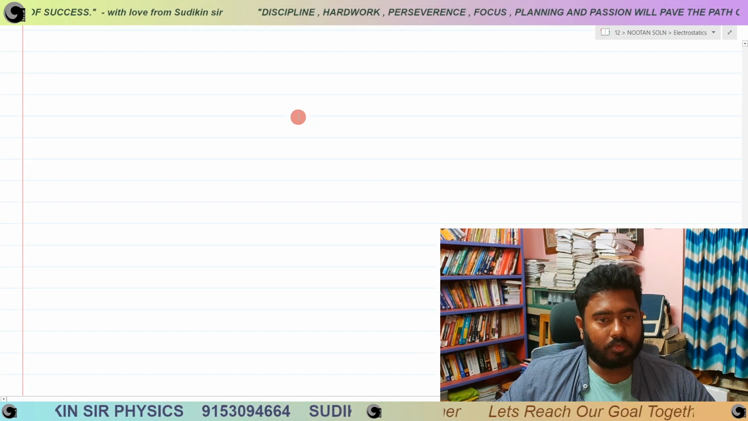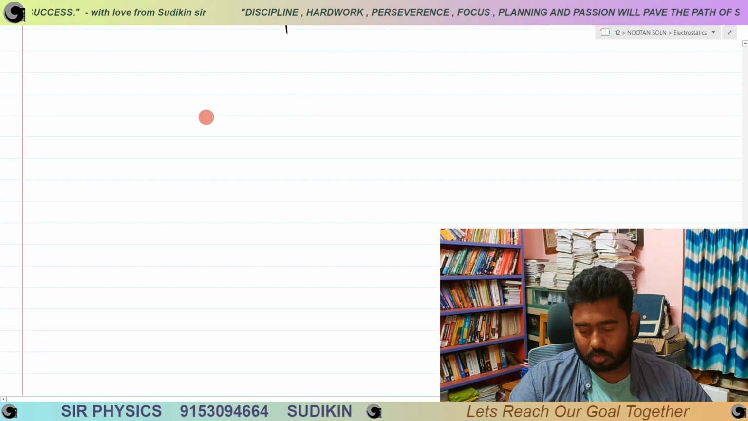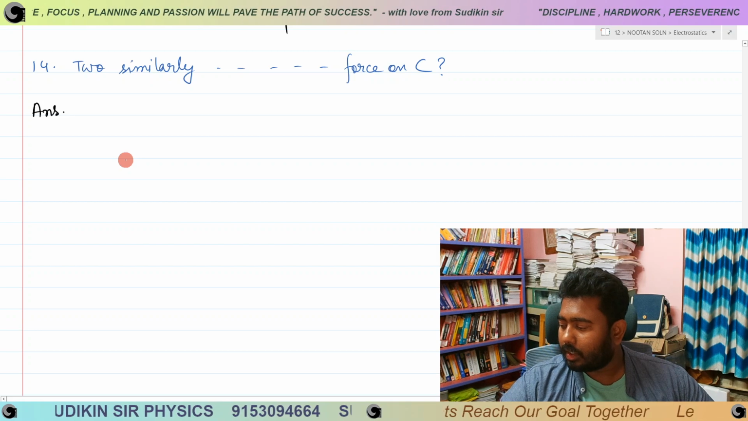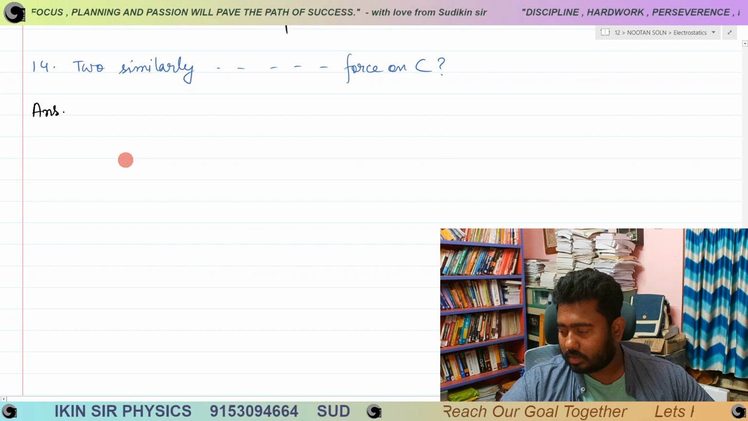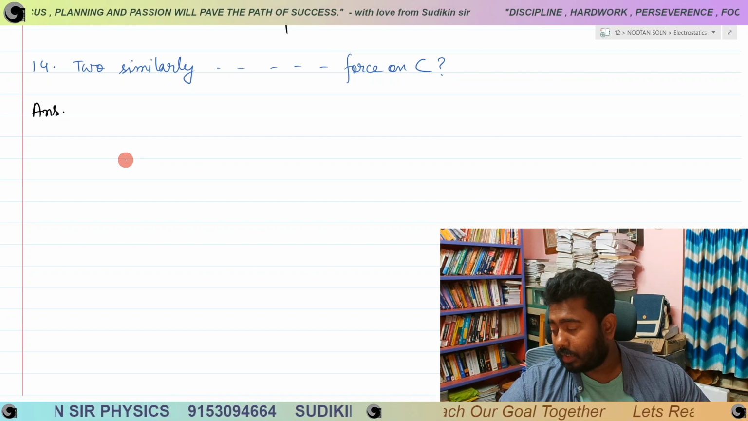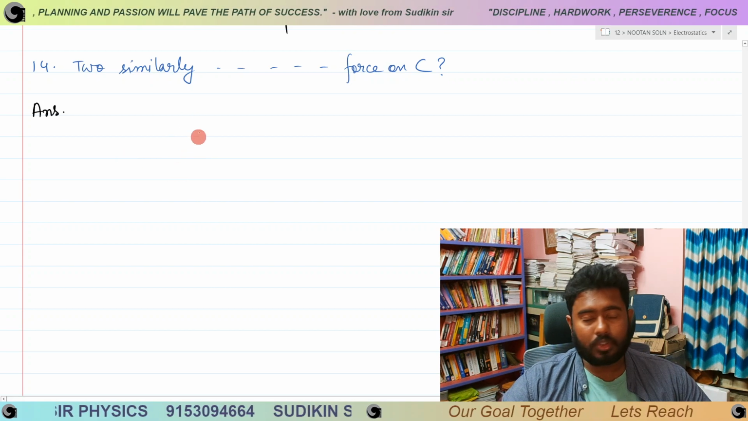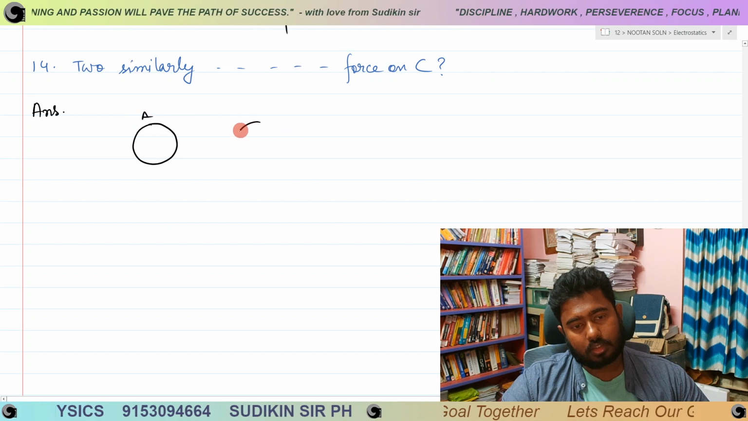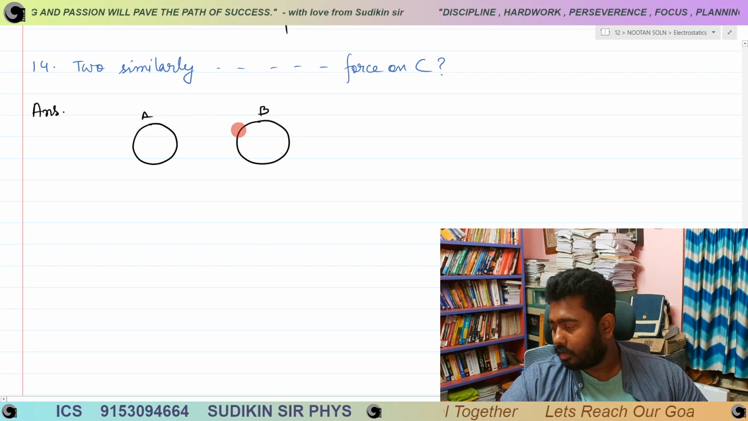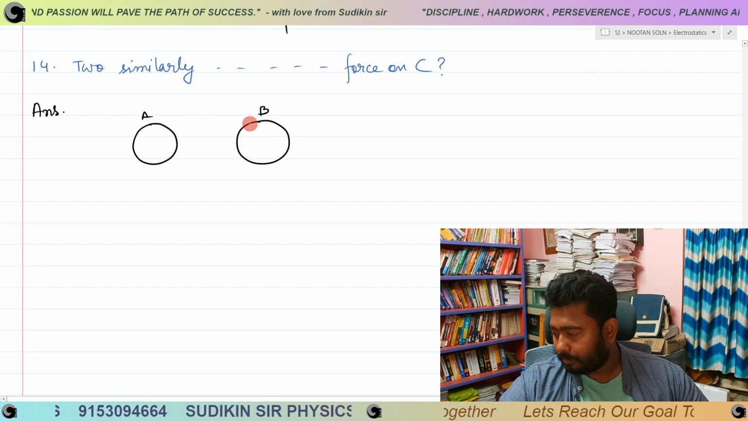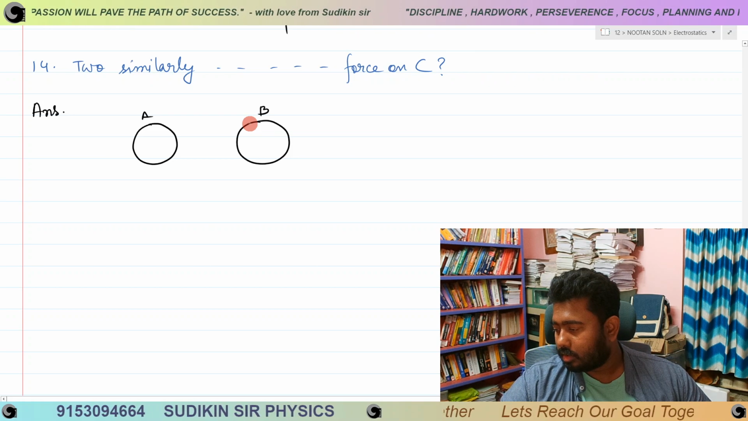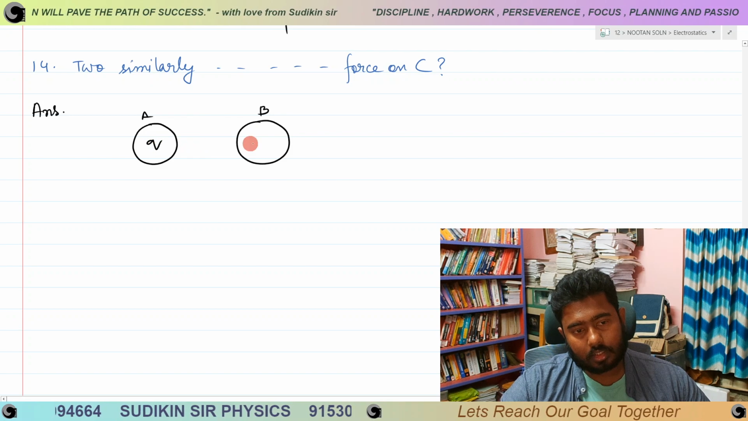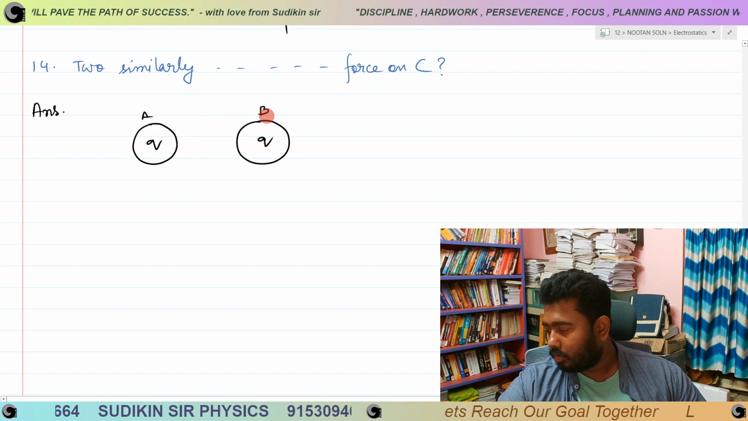Now we will go to question number 14. That says two similarly and equally charged identical metal spheres A and B repel each other with a force of 2 into 10 to the power minus 5 Newton. So this is A, say this one is B. They are identical and they have equal charge Q.